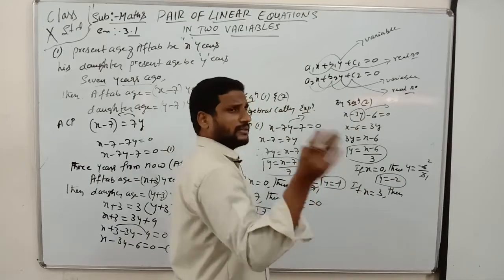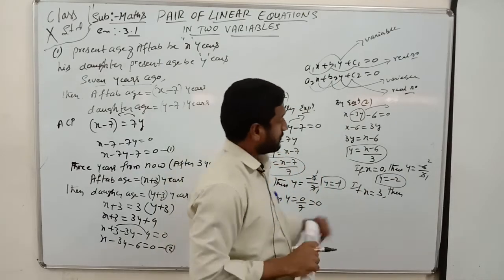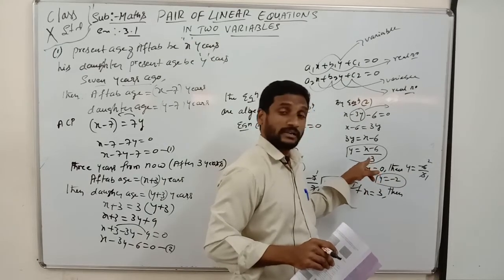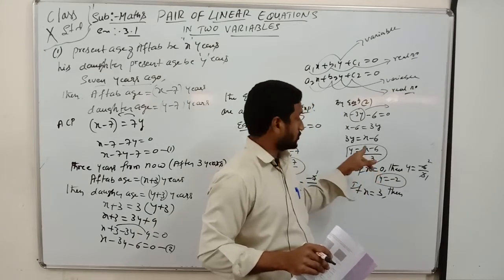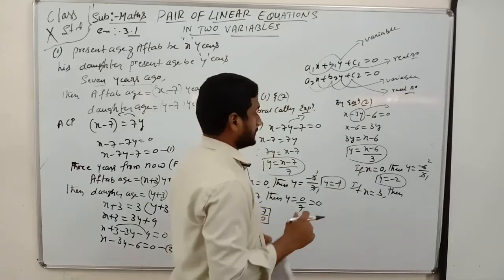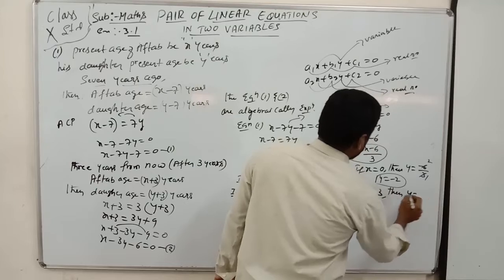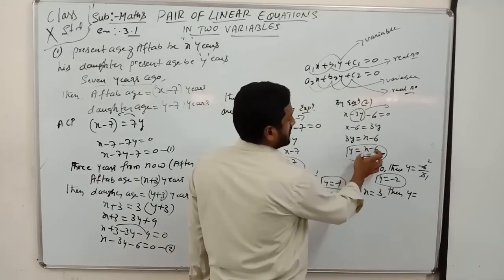Don't take all the values. Take a number for which the x value cancels easily by 3. So take that suitable x value. Then what is here? Y is equal to, substituting x value 3, 3 minus 6 how much?